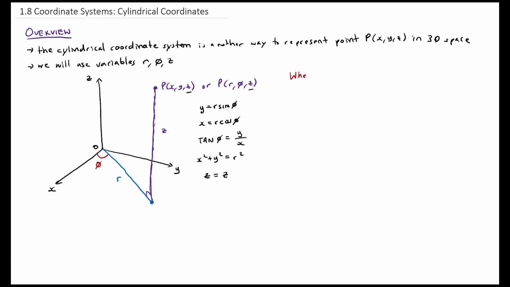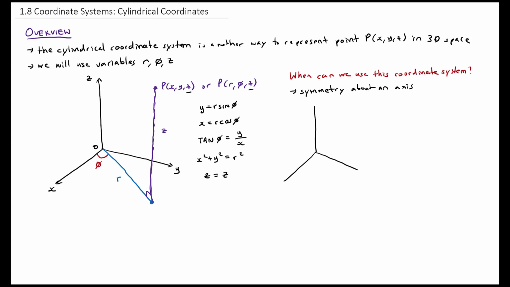So when can we use this coordinate system? We can use it when there's symmetry about an axis. As you can see with the diagram we just drew, you have your r. Let me quickly do another sketch so I don't ruin the original one. You have a distance r that leads to a point away from the origin, and it's at an angle phi.